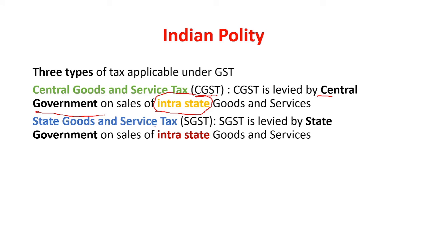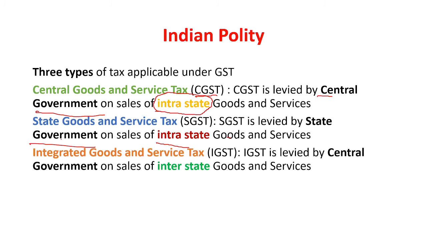Next is State Goods and Service Tax, that is SGST. SGST is levied by the state government on the sales of intrastate goods and services. Next, Integrated Goods and Service Tax, which we call IGST, is levied by the central government on sales of interstate goods and services.